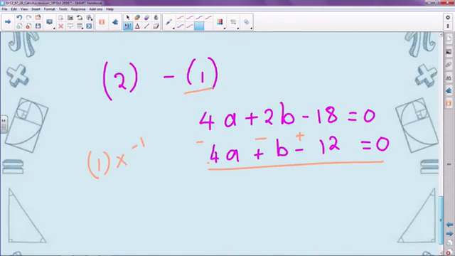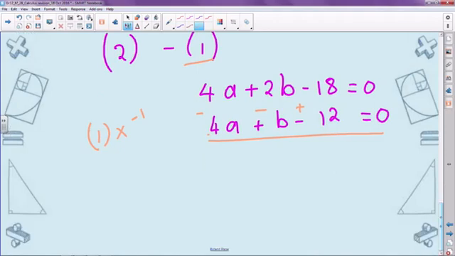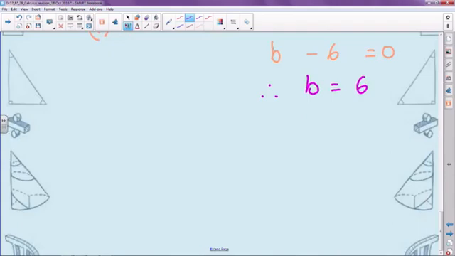All right, and that's how you get all those sign changes. When we do that, 4a minus 4a, do you see that variable cancels? So now all I'm left with, 2b minus b is just b. Minus 18 plus 12 is negative 6. So therefore you get b is equal to 6. And at this stage, I'm really excited because that is exactly what they asked you to show.